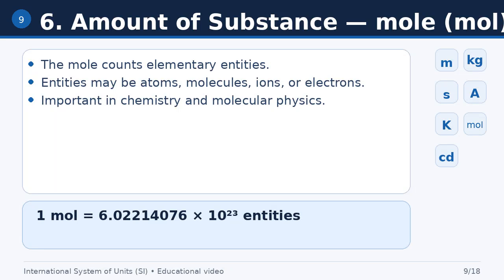The sixth base quantity is the amount of substance. Its SI base unit is the mole, written mol. 1 mole contains exactly 6.022140076 times 10 to the power 23 specified elementary entities. These entities may be atoms, molecules, ions, electrons, or other particles. The mole is essential in chemistry, because atoms and molecules are too small to count one by one.